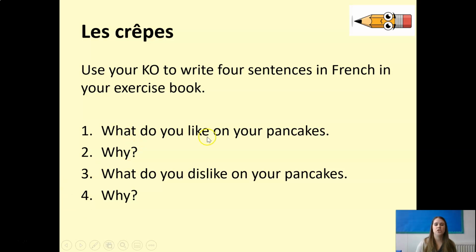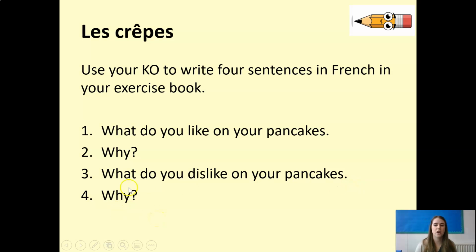So j'adore les crêpes avec la chocolat. C'est délicieux. So that would be, well, I like my pancakes with chocolate because it's delicious. So that'd be 1 and 2 done. Je déteste les crêpes avec le jambon. C'est horrible. That would be, I detest pancakes with meat because it's horrible.